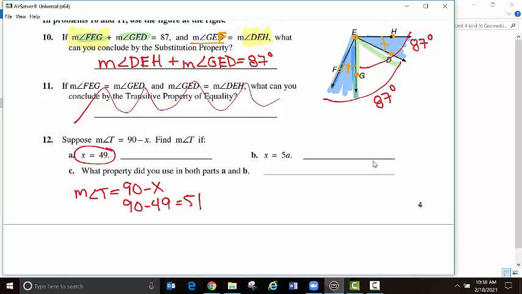Well, then the measure of angle T is 51, and we used the substitution property. I don't love this, so I'm just kind of going over it. All I'm trying to say here is, look, we could plug in 49 for x and get our answer. And how come we could do that? Because of substitution. All right, flip to your white page.